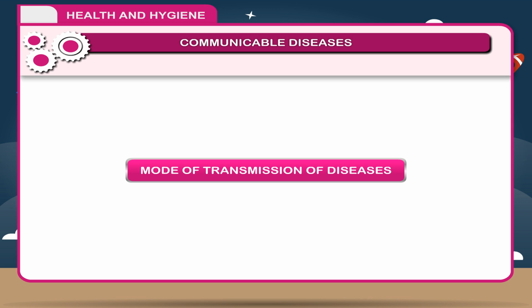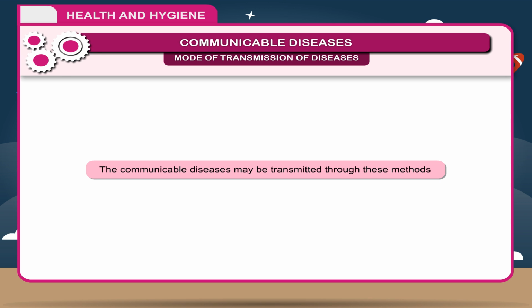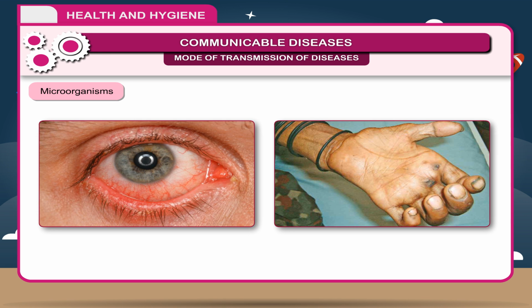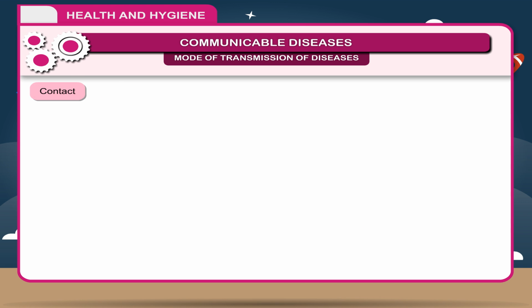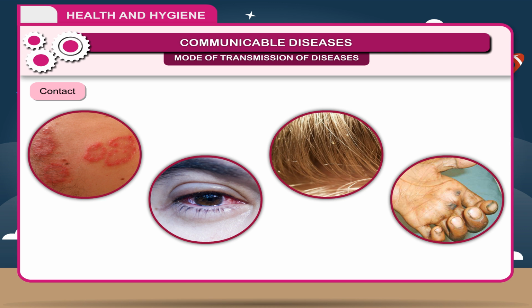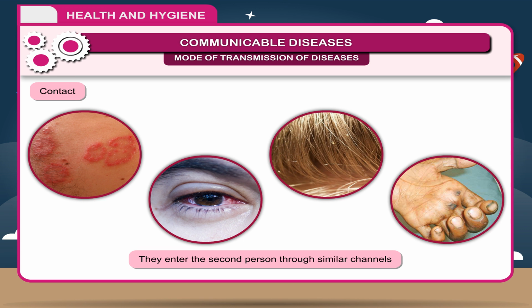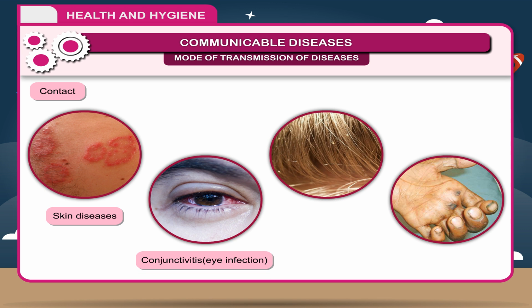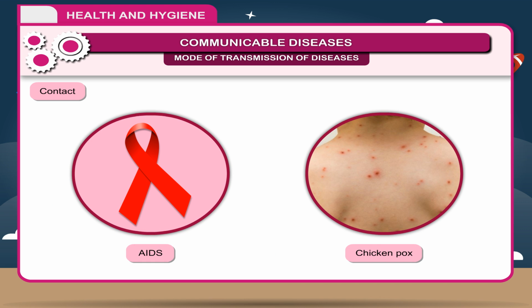Mode of transmission of diseases. Communicable diseases may be transmitted through these methods. Microorganisms: the diseases caused by microorganisms have been summarized in the table. Contact: some pathogens, something that can cause disease, spread from one person to another by direct contact, through body openings, mucous membranes, and skin wounds, and they enter the second person through similar channels. For example, skin diseases, conjunctivitis, eye infection, lice, leprosy, AIDS, chickenpox, etc.